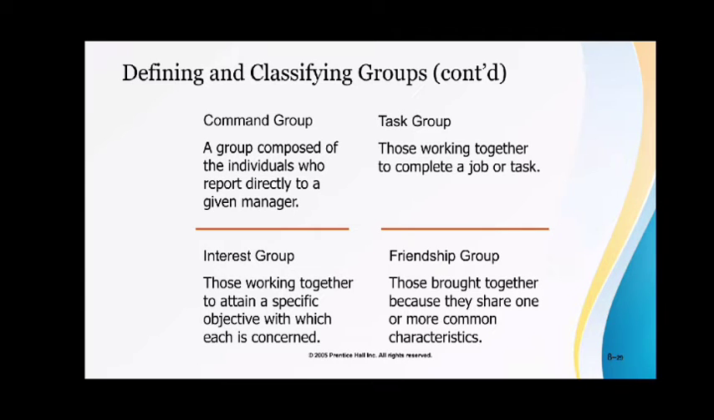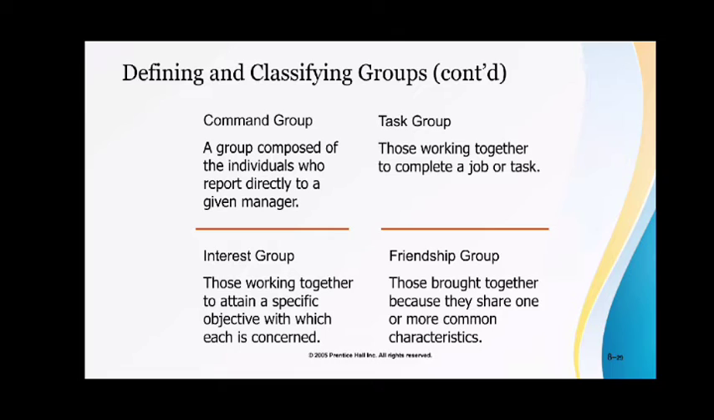The next is the interest group, those working together to attain a specific objective with which each is concerned. An interest group is usually an informal kind of group, and it is a group of people who band together to attain a specific objective with which each member is concerned. Within an organization, this might be a group of people who come together to demand better working conditions or a better employee evaluation process. Outside of an organization, this term is frequently used in political situations to describe groups that give a point of view a voice.